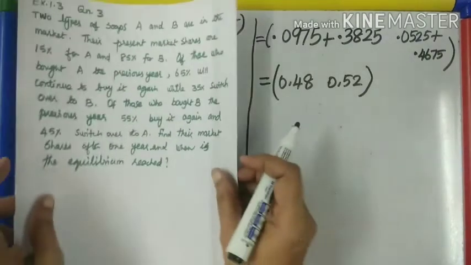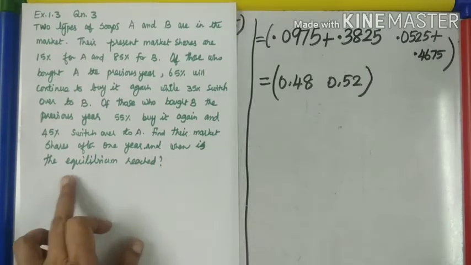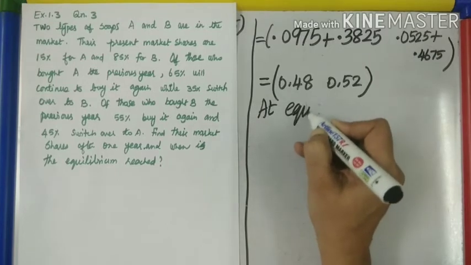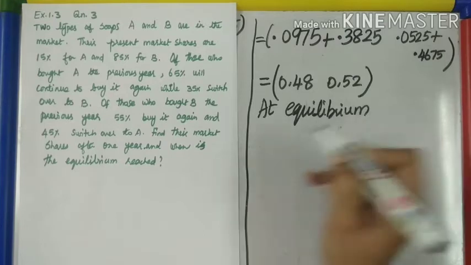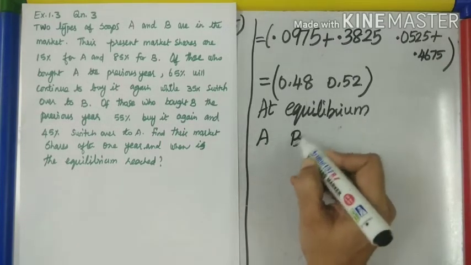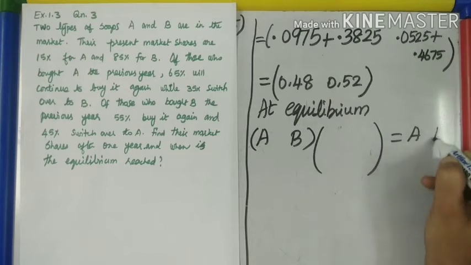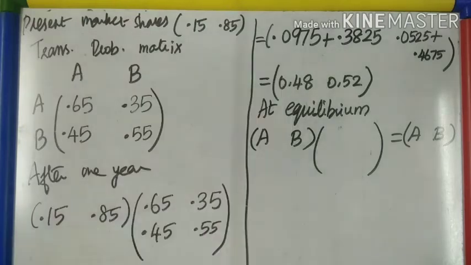The question also asks for when is the equilibrium reached. So remember the word at equilibrium. What is before and what is after are same. That is AB in the beginning means my answer also should be AB. So what is the transition matrix that we get in this problem?